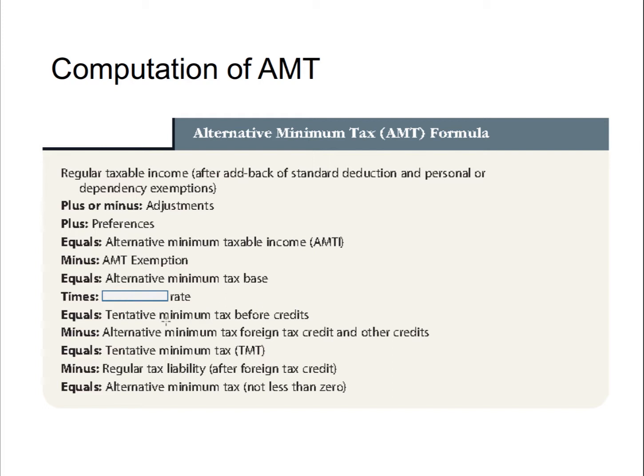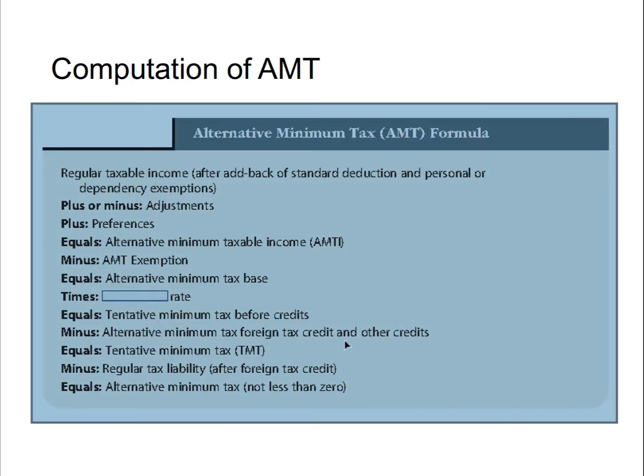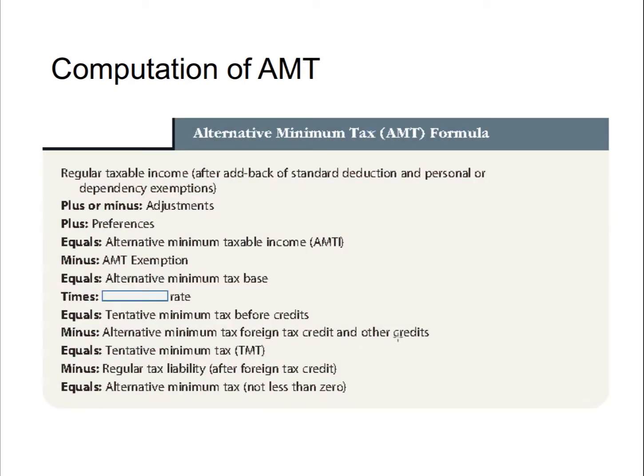Then we subtract away any AMT foreign tax credit or other credits that are allowed under the AMT. And that equals our tentative minimum tax. Then we subtract away any regular tax liability under the normal tax structure. And then if that's a positive number, it's considered the alternative minimum tax, which gets put onto the tax return. Because the idea is that you're subtracting the tentative minimum tax from the regular tax liability you've calculated under that normal income tax structure.